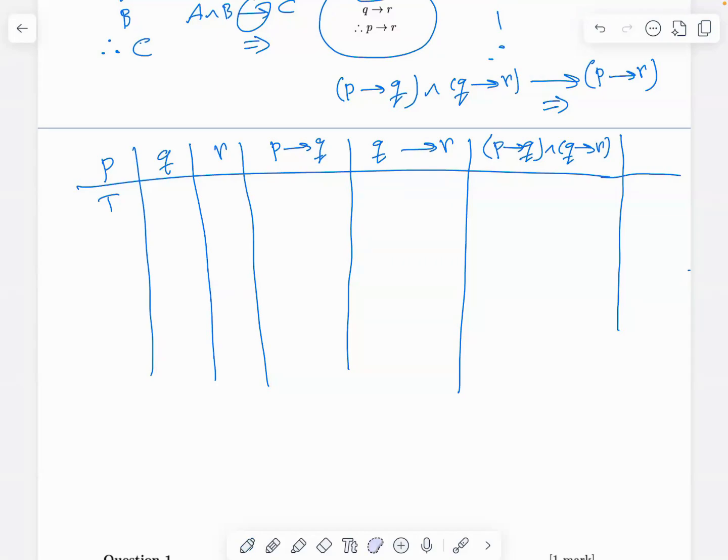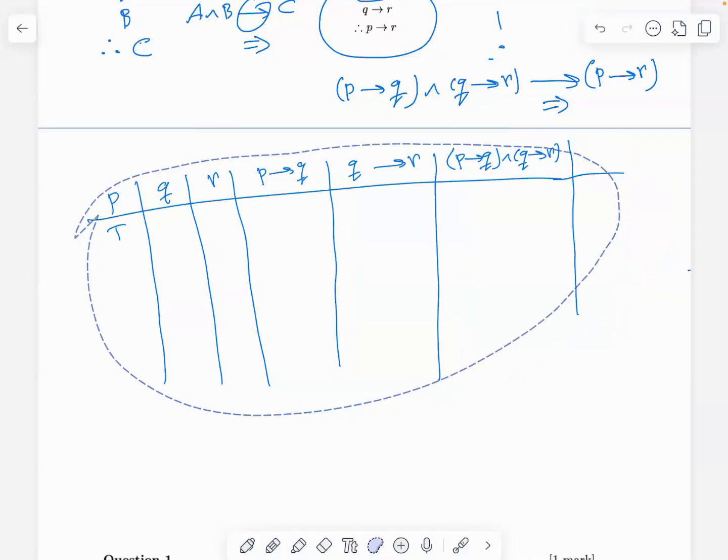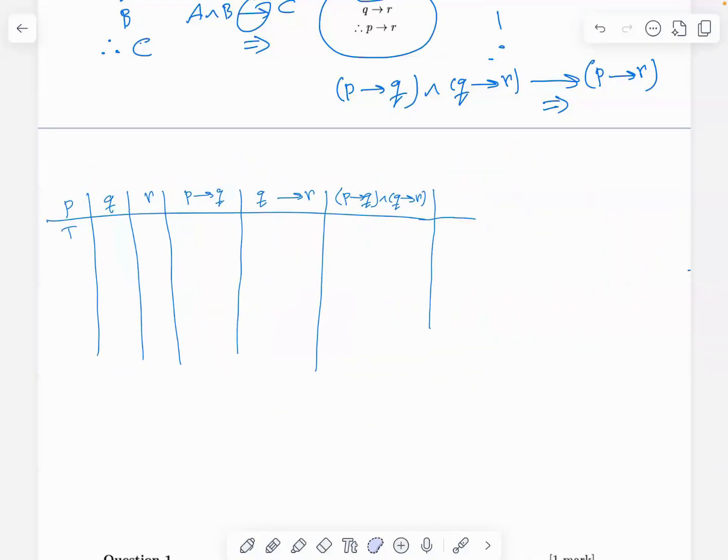Okay, it's too much. I need to do a downsize here. P then R. Finally, this P then Q and Q then R, then if P then R. Turn off your phone.